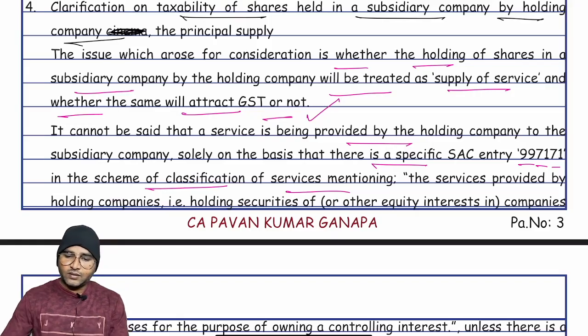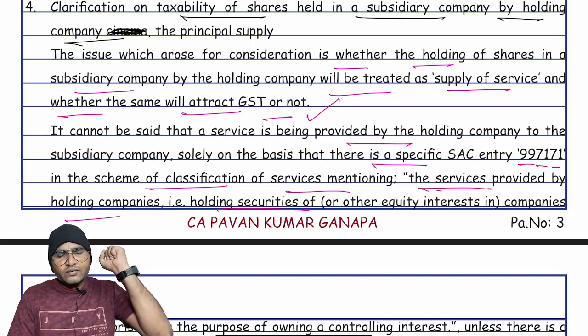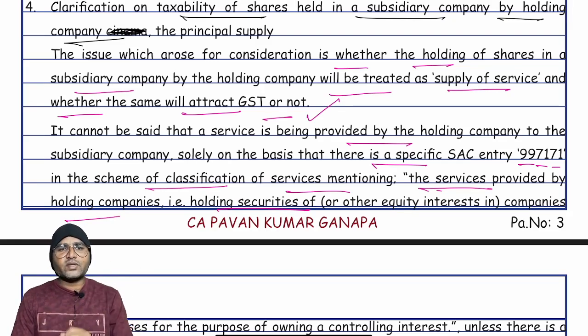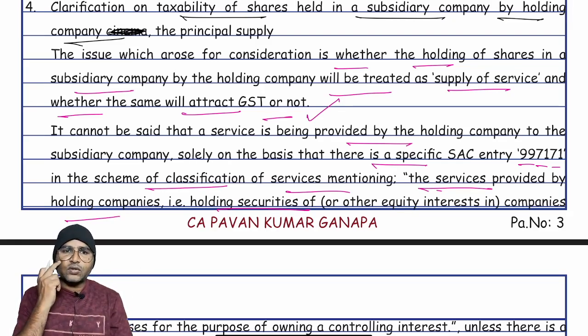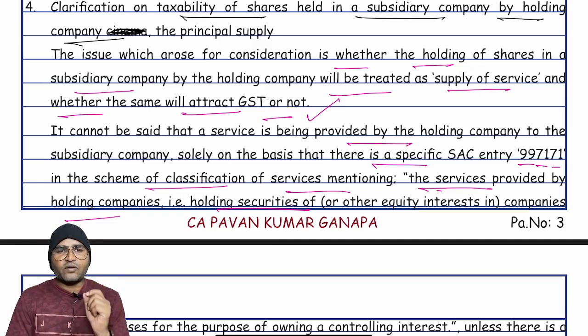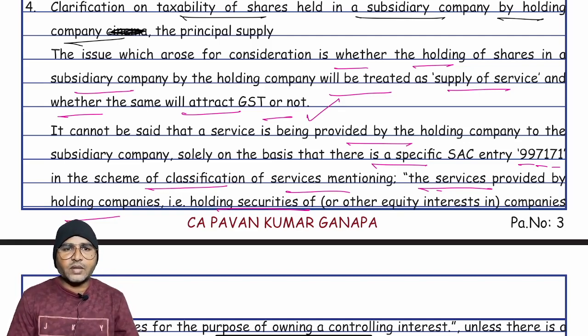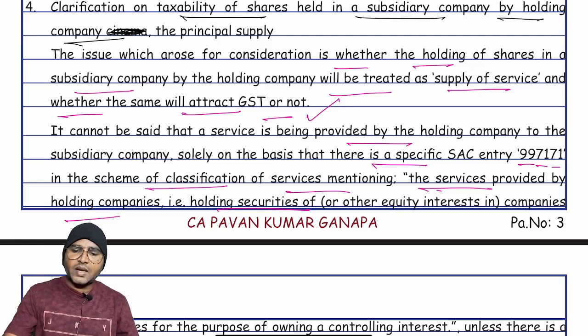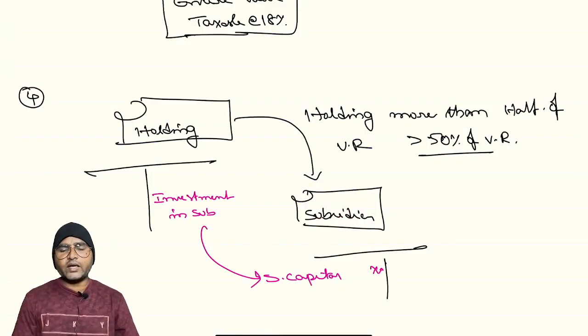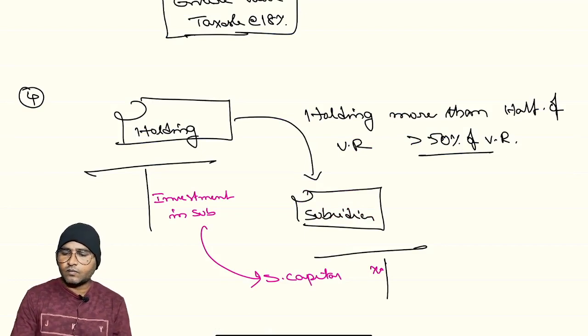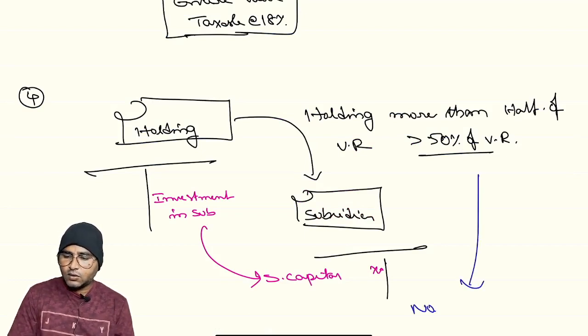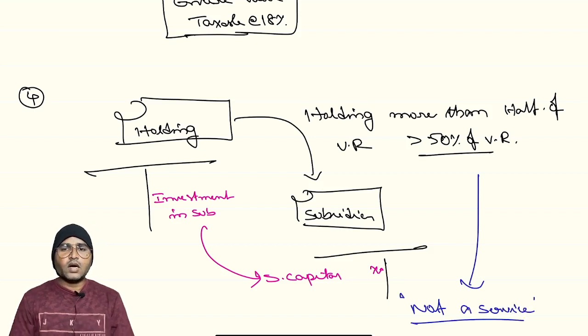Might be the name given here like the service provided by the holding company, holding securities. Holding of securities itself, can you say it is a service? No way. And one more thing, you know that securities are excluded from the definition of goods and services. Holding of shares or securities is excluded from the definition of goods and services. So only because the holding company holds shares in the subsidiary, it is not a service. Are you clear with this?